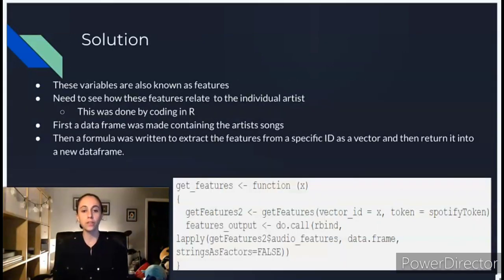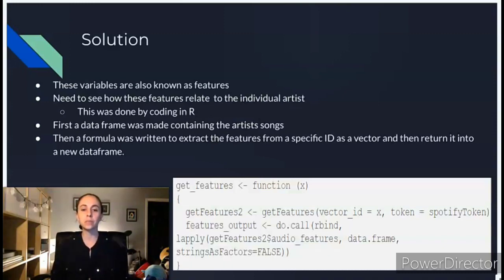So, the solution. Jonathan is going to go in a little more depth soon. I'm going to cover a bit of an overview of the solution. The variables specifically are seen as features. The case study needed to use R coding in order to see how all of the features relate to each individual artist specifically.